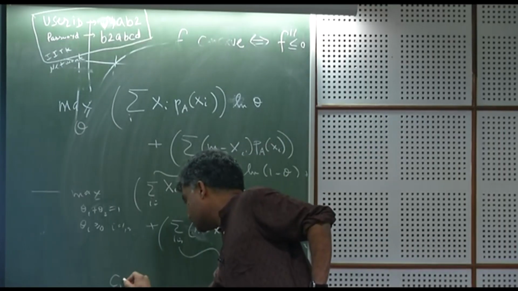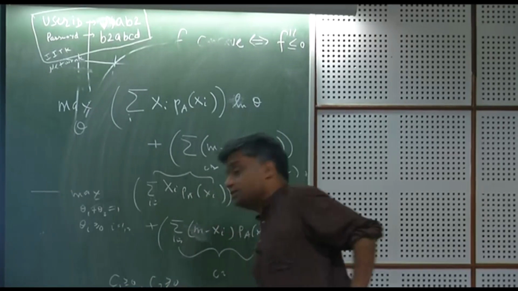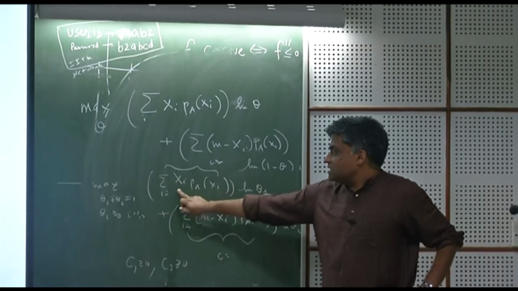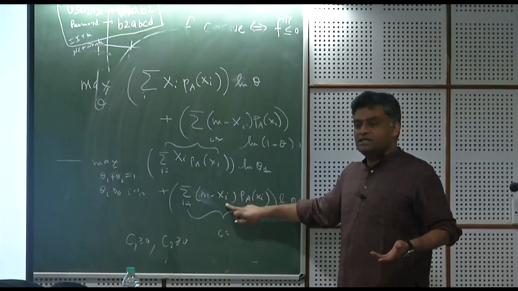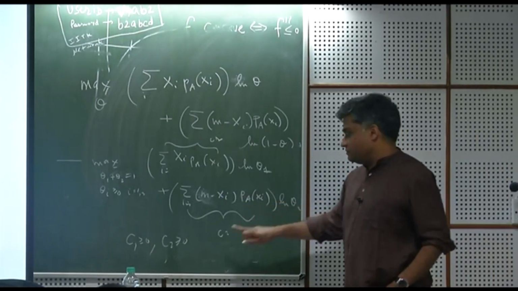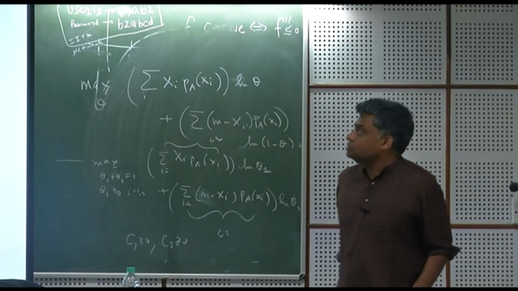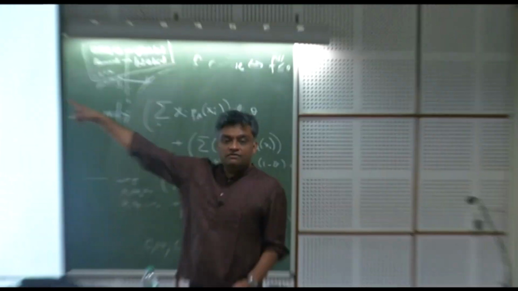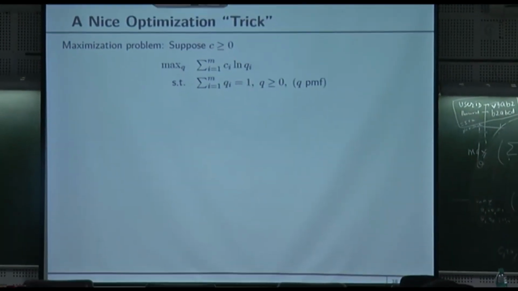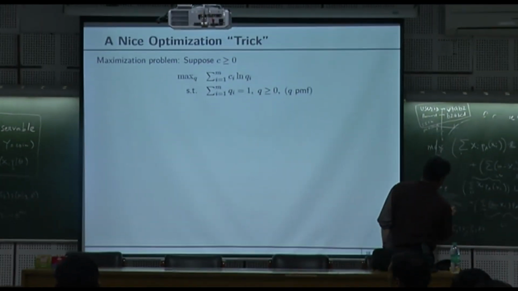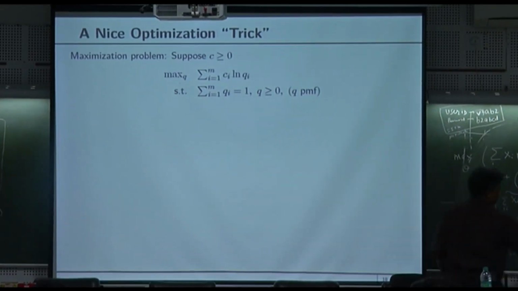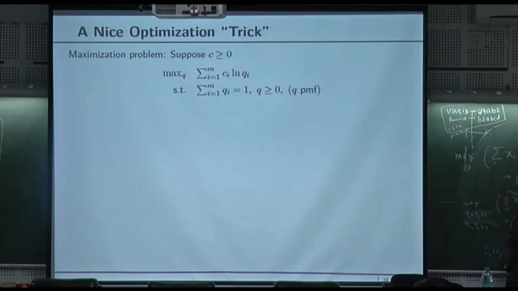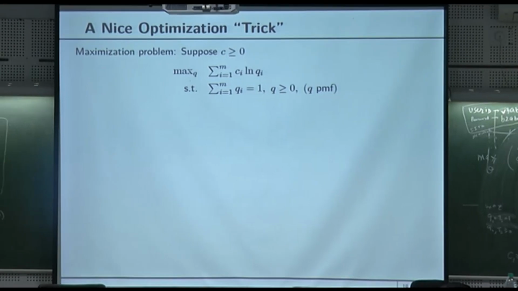I know that C1 is greater than or equal to 0, and I know that C2 is greater than or equal to 0. Because this is some probability times xi's, which are coin tosses, which are greater than or equal to 0. This is m minus xi, I have tossed the coin m times, so m minus xi is positive, times some other probability which is positive. So both C1 and C2 are greater than 0. So it looks like that. Each of the c's is greater than 0, times log qi, and to make it look identical to that, let's call this q1 plus q2 equals 1, q1 and q2 greater than or equal to 0, log q1, log q2. It's exactly the same thing, and this is why I'm interested in that optimization problem.